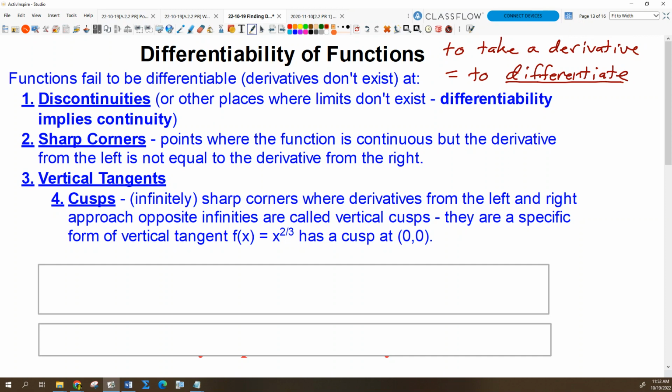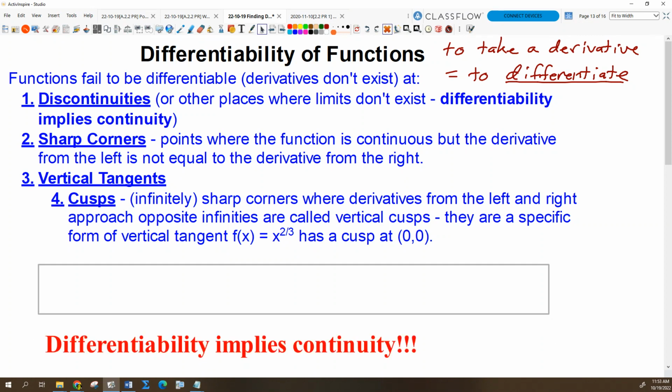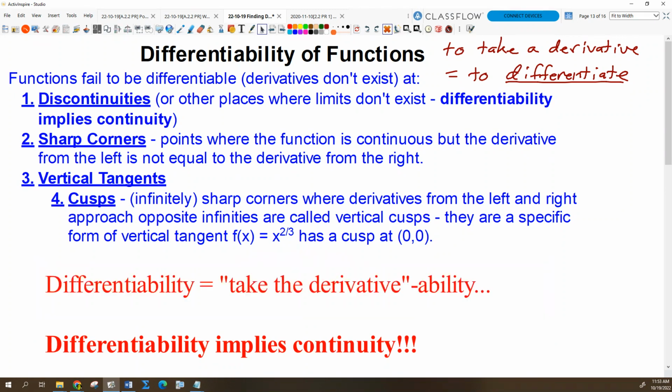So differentiability just means, it's kind of a weird statement, but differentiability means take the derivative ability. You know, where are we able to take a derivative? There are certain places where we can't differentiate, where derivatives will not exist. Okay? These are the places functions fail to be differentiable. So the derivatives don't exist at discontinuities. Any place there's a discontinuity, the derivative cannot be calculated. It doesn't exist.